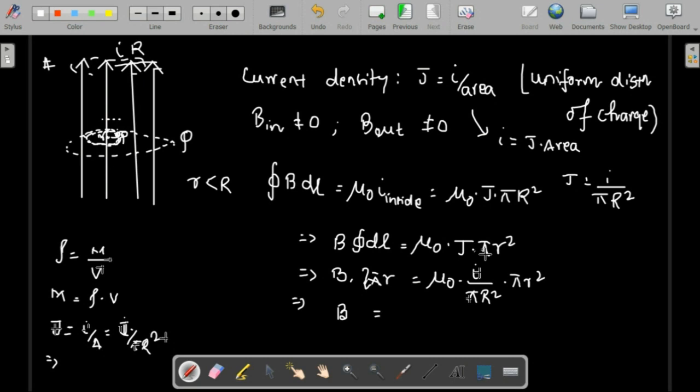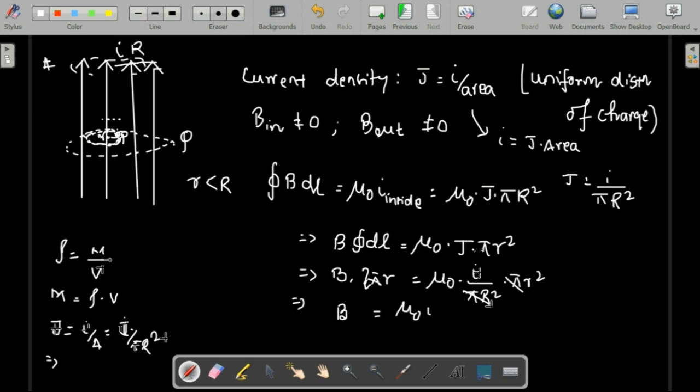So the enclosed current is J into pi r square, density into whatever is the area that we are considering getting enclosed. So now I think it's fine, we can do our cancellation. So this is 2 pi r. So let me just simplify things here. This pi and this pi will actually get cancelled out.